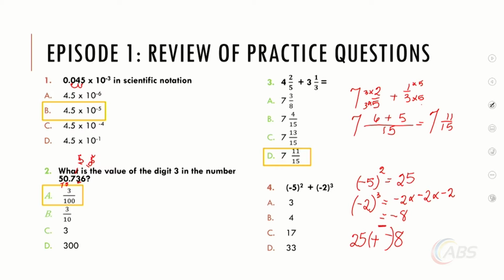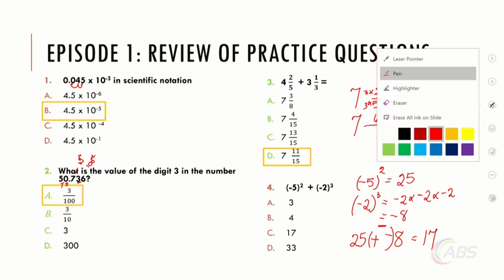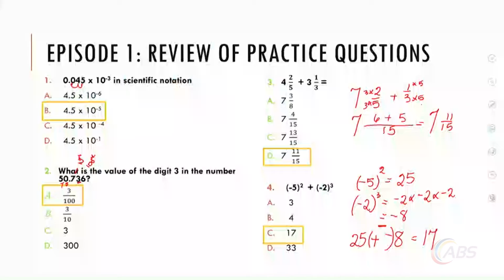Once the signs are different and they come together like that, we're minusing. And so we have 25 minus 8, and we get 17. And you'll see our answer there as well. So our answer is C, 17.